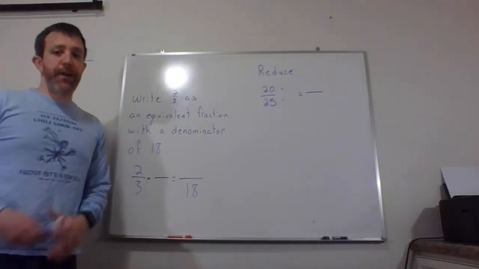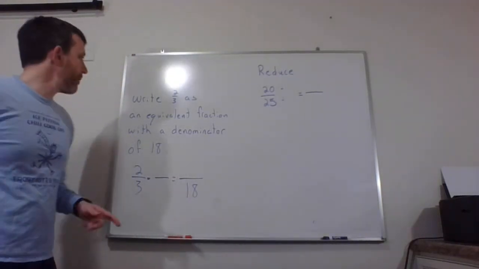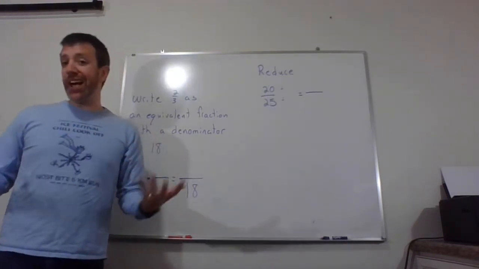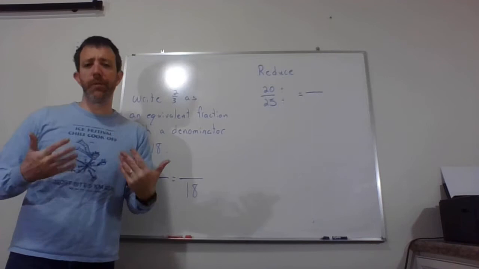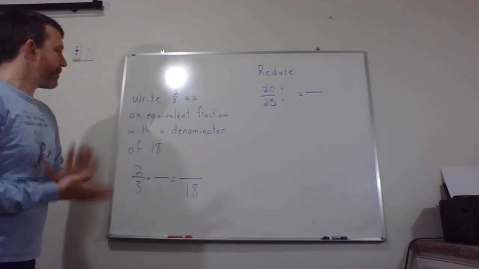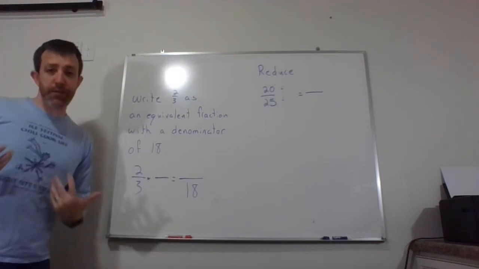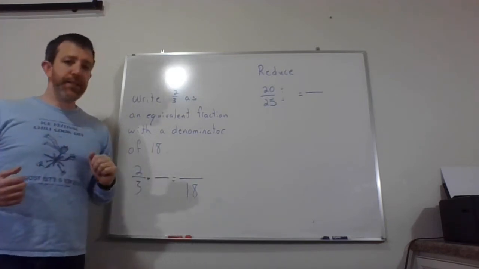All right, so equivalent fractions. We're still working on those. So I have 2 problems I want to take us through here really quick. We're not doing a whole lot with fractions here today. We'll do a little bit more after this too, but not too much more today. All right, first, I want to write 2/3 as an equivalent fraction with a denominator of 18.